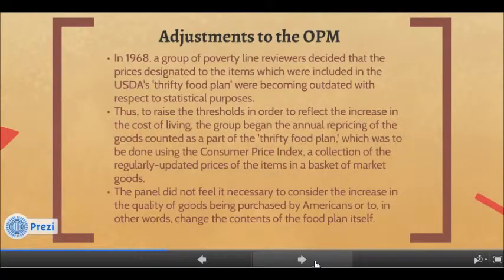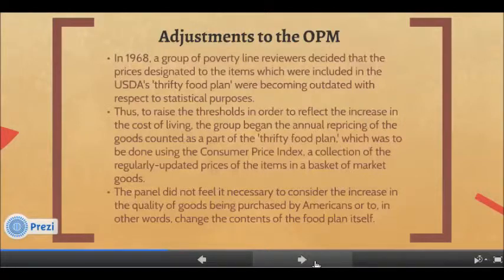Over the years, adjustments had to be made to both the Orshansky thresholds and the official poverty measure. In 1968, a poverty line review committee accordingly increased the threshold values for American inflation using the United States Consumer Price Index, which periodically took the prices of each item in a series of market goods. Despite this, they decided not to consider the upsurge in demand for higher quality food products.